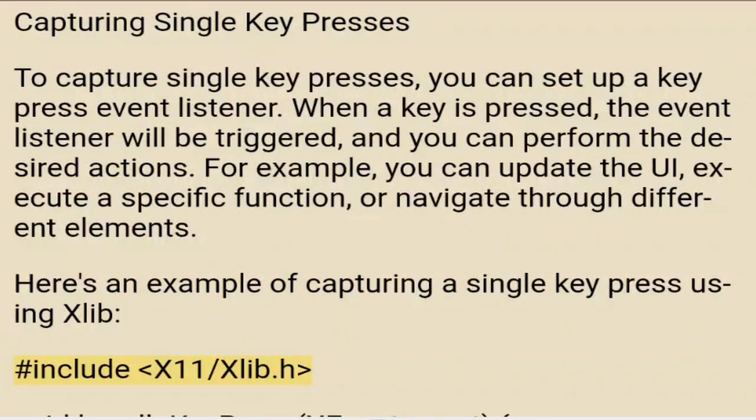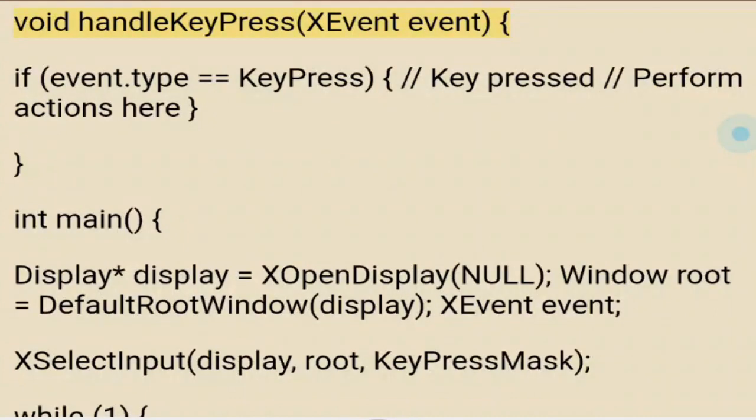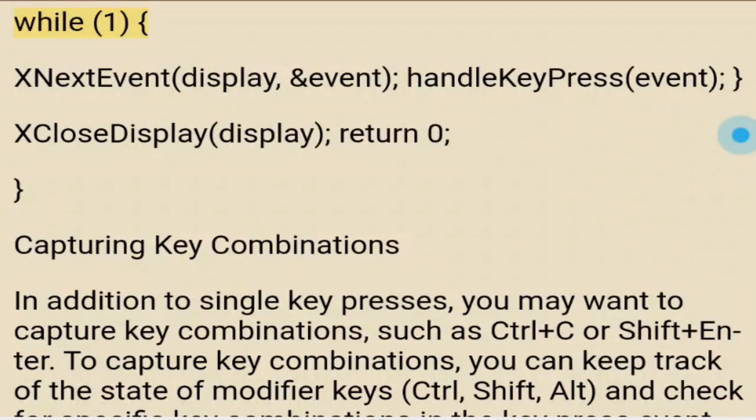#include <X11/Xlib.h>. void handle_key_press(XEvent event). If event.type equals KeyPress, perform actions here. int main. display equals XOpenDisplay(NULL), Window root equals DefaultRootWindow(display), XEvent event. XSelectInput(display, root, KeyPressMask). While 1, XNextEvent(display, &event), handle_key_press(event). XCloseDisplay(display), return 0.